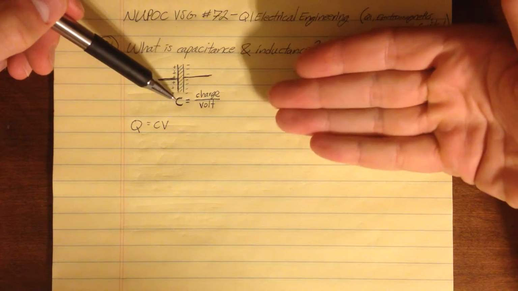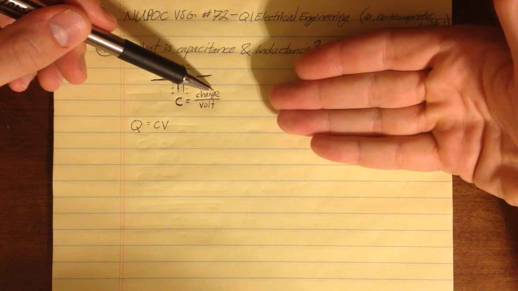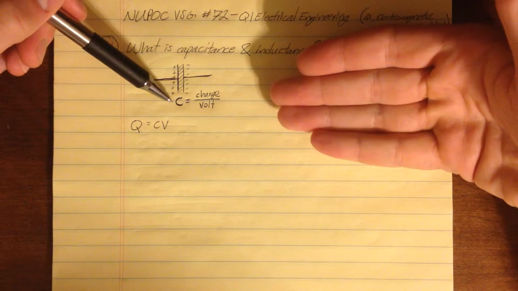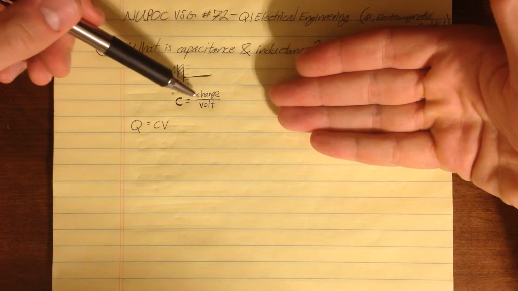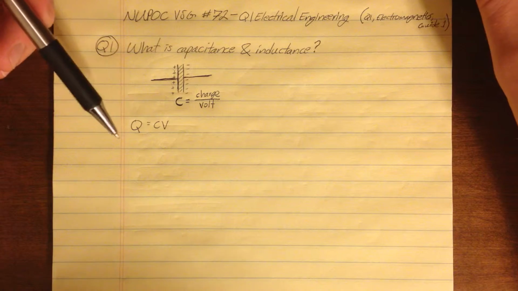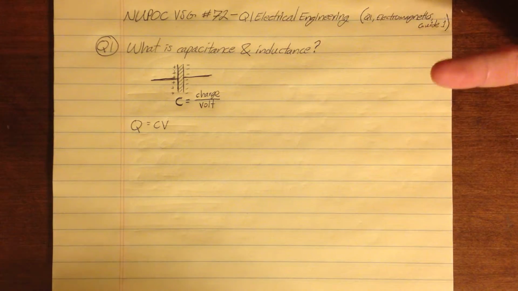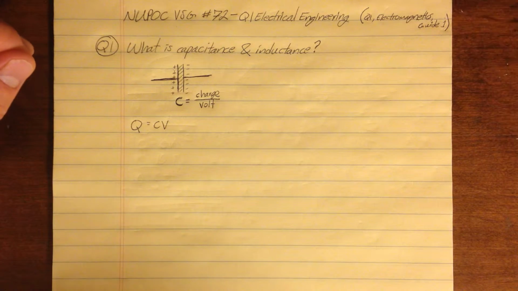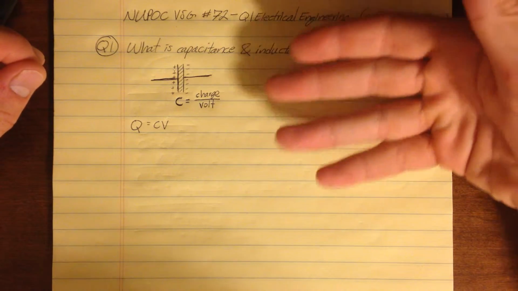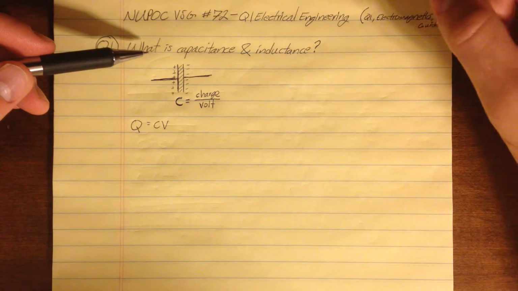If we have a very high capacitance, that means we will store a lot of charge even with a very small voltage applied. And if we have a very small capacitance, it means we won't store much charge even if we apply a very high voltage. Another point of view to look at capacitance from is to say that capacitance is the ability of a structure to resist change in voltage.